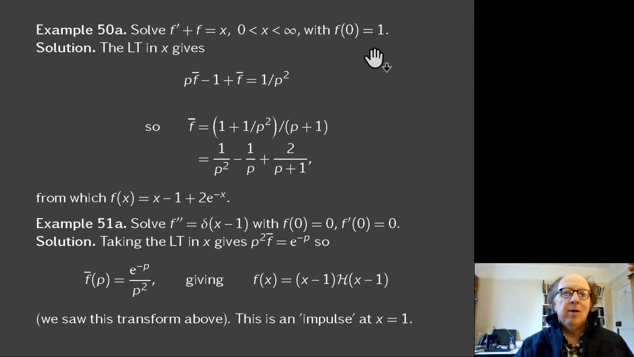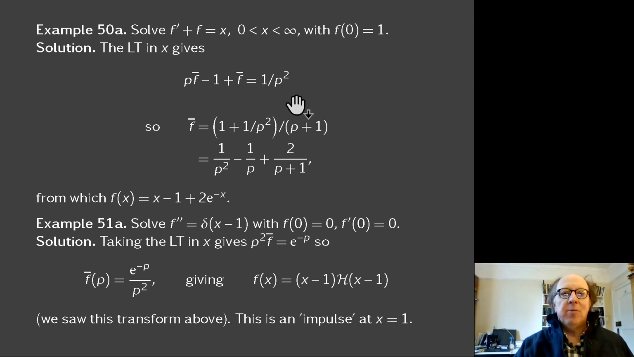There's an integrating factor and away you go. The integrating factor is clearly e to the x, and so you multiply by e to the x, and you'll have to integrate x e to the x on the right-hand side.